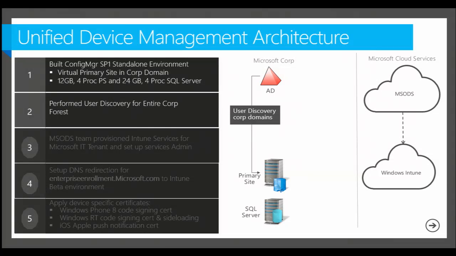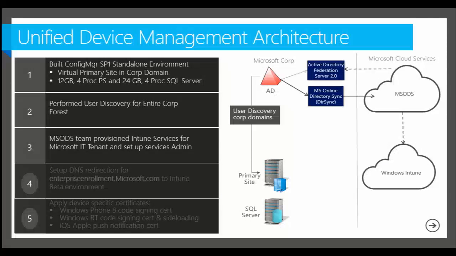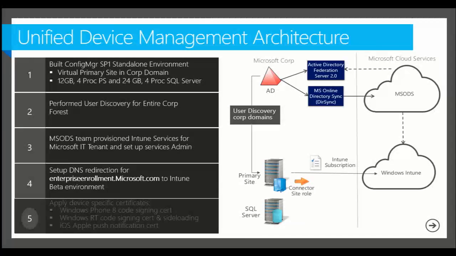We did user discovery, like we talked about, for the entire Microsoft corporate forest. We worked with the MS-ODS team to get the Microsoft IT tenant provisioned for Intune, and we set up the DNS redirection. Then we set up the Intune subscription and connector role. Like I said, since this is a flat hierarchy, we set it up on a primary site. Then we applied the device-specific certificates, like the Windows Phone 8, Windows RT, and iOS certificates.